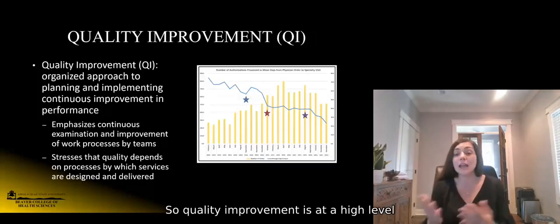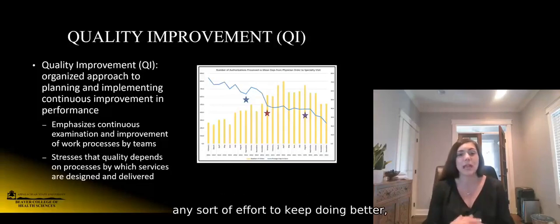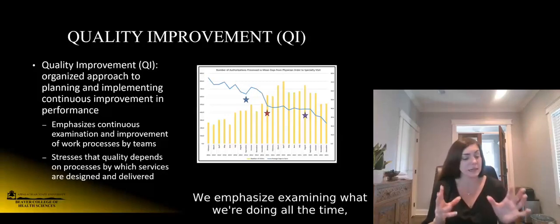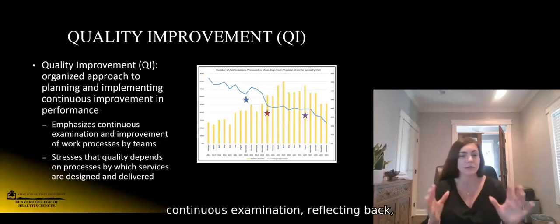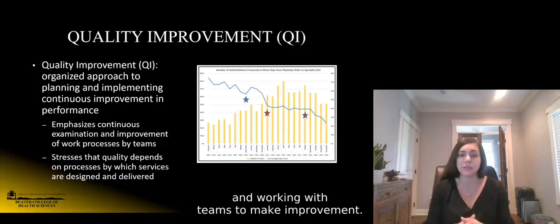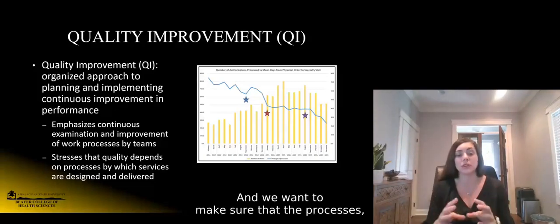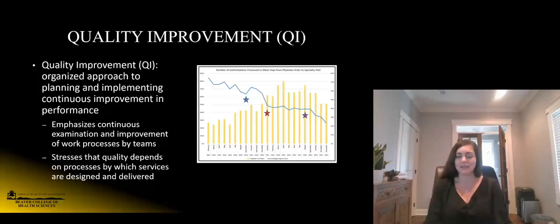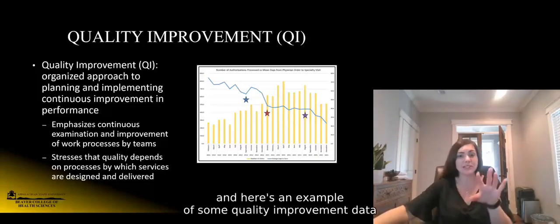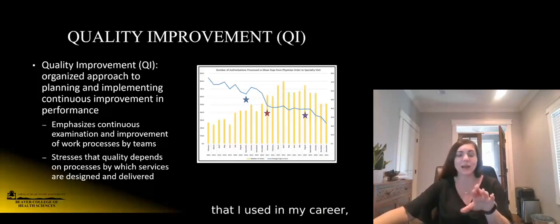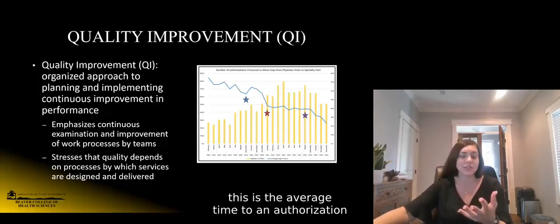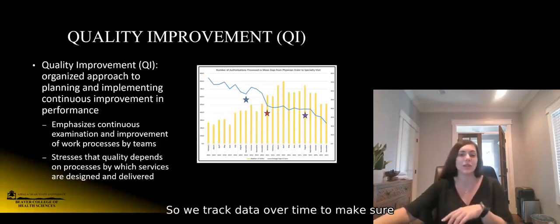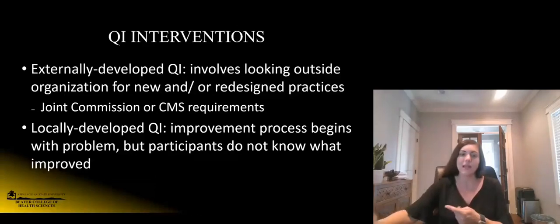So quality improvement is at a high level an organized approach to planning and implementing any sort of effort to keep doing better, continuous improvement. We emphasize examining what we're doing all the time, continuous examination, reflecting back, and working with teams to make improvement. And we want to make sure that the processes, the way that we're doing things, the steps make sense. Here's an example of some quality improvement data that I used in my career. This is the average time to an authorization going down over time, even though our patient volume is going up, right? So we track data over time to make sure that we're doing a good job.